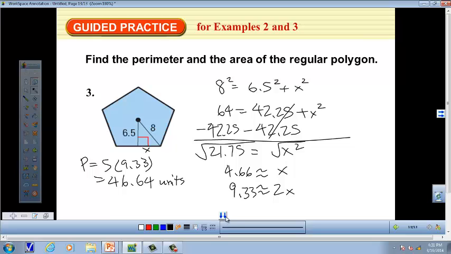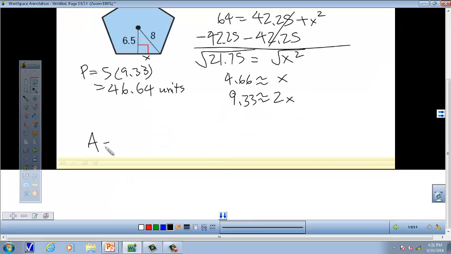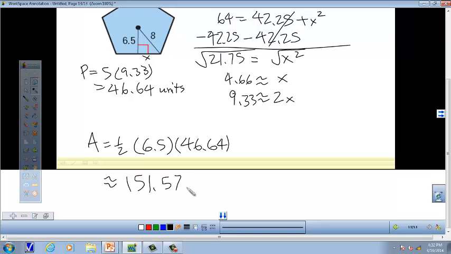Then we have all the information we need. Area is equal to 1/2 times 6.5 times 46.64. I would just get your calculator at this point, and the number that's still on your calculator, you're going to multiply that times 6.5, and then you're going to multiply that times 0.5. If you do all that, you should get 151.57, and this time it's square units. Okay?